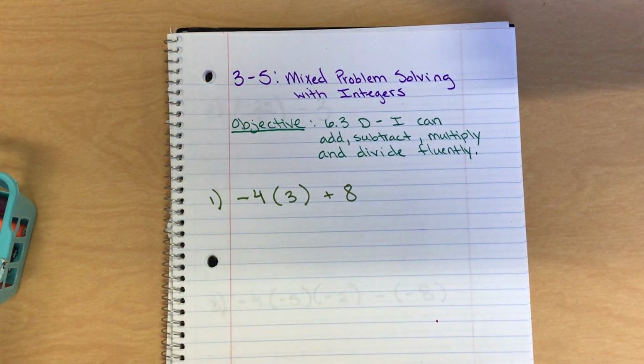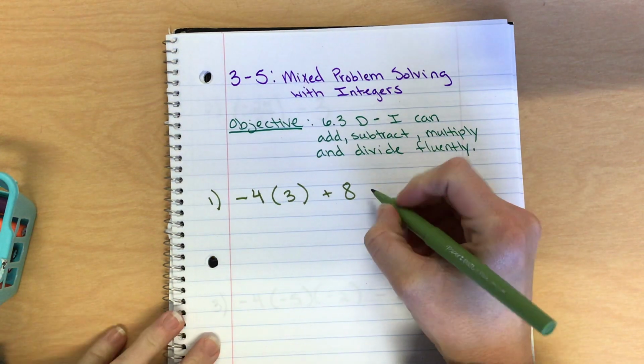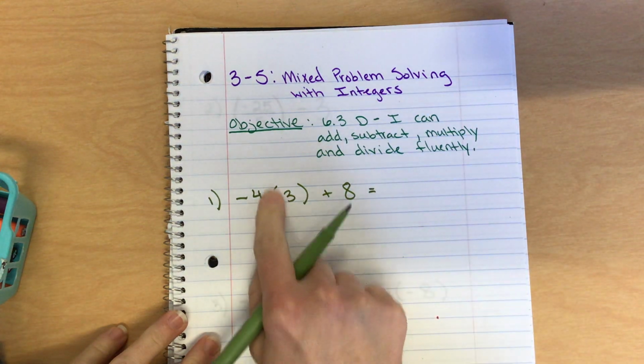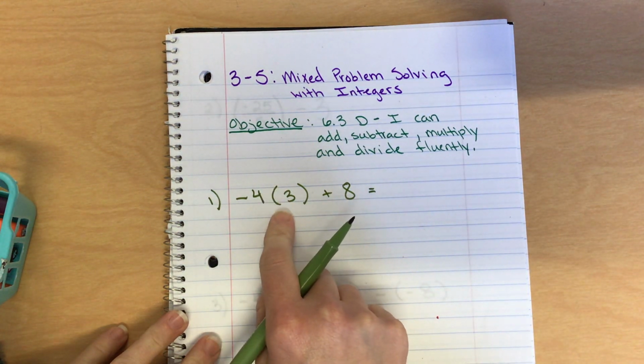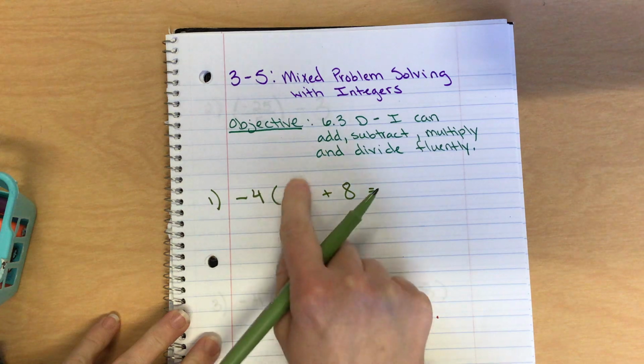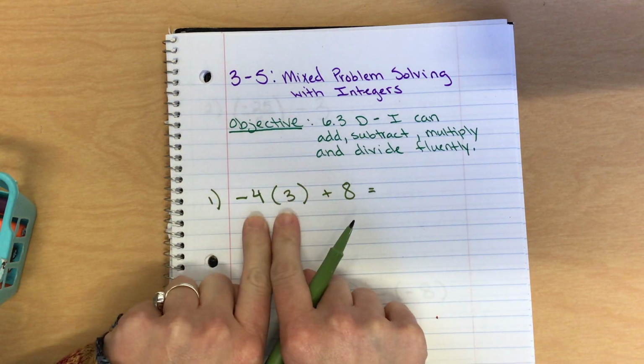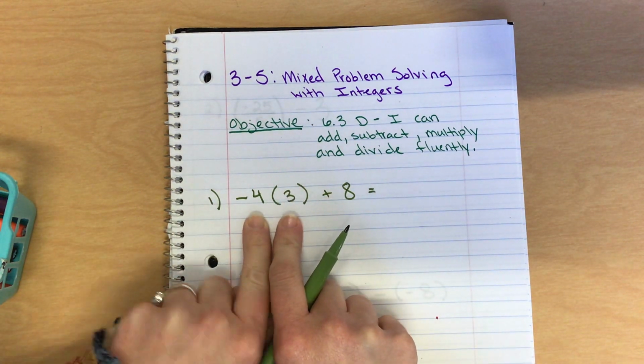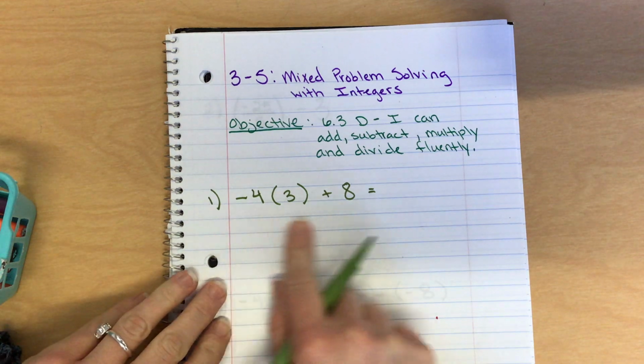All right, so number one, we have negative 4 times 3 plus 8. So what are they asking us to solve in this equation? We have multiplication and addition, so that's our mixed problem solving. And just remember, when you have a number in parentheses and the numbers are right next to each other, this is telling us to multiply, okay? So we're going to go from left to right.